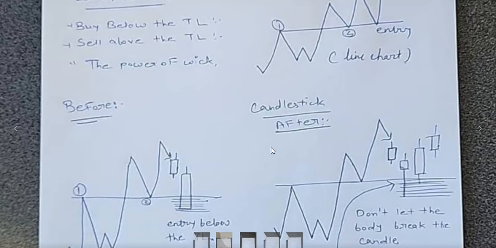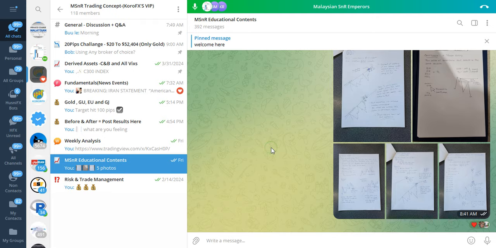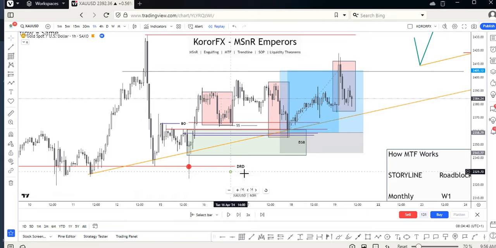What is HSL? What does that stand for? Okay, I have to explain HSL and ISL because it's like a historical level. Let me show you on the chart.